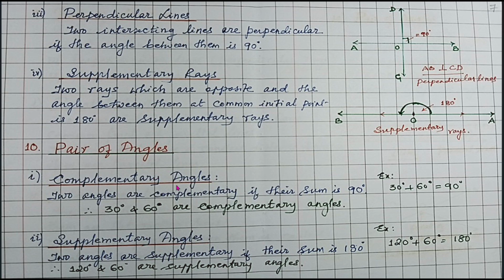Now the first pair is complementary angles. Two angles are complementary if their sum is 90 degrees. For example, if we have two angles 30 degrees and 60 degrees, their sum is 90 degrees, and therefore 30 degrees and 60 degrees are called complementary angles.